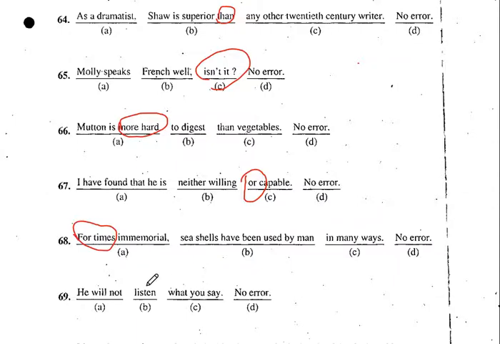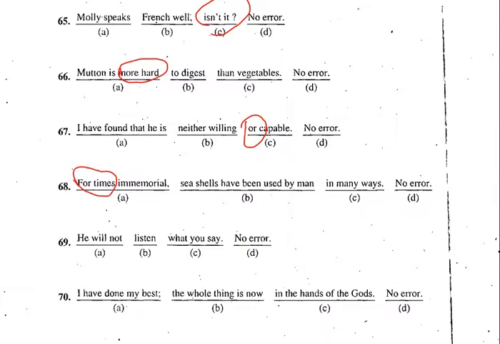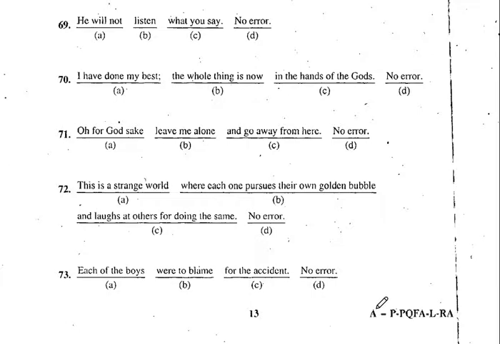He will not listen what you say. He will not listen to. Listen to should come. So B is the error here. He will not listen to what you say. You got it now? What should come there? Listen to. Okay. Let's move on to the next one now. Let's go to the next remaining four.